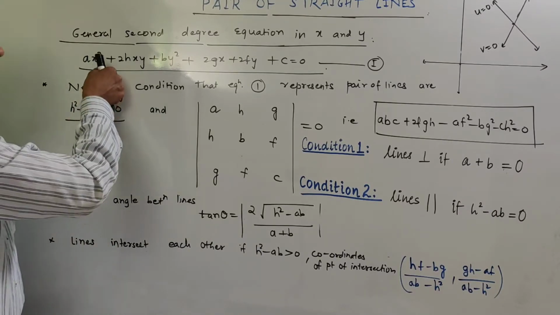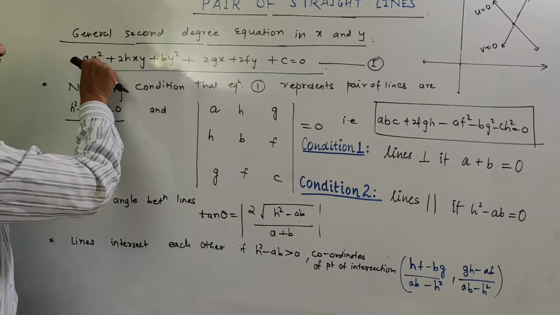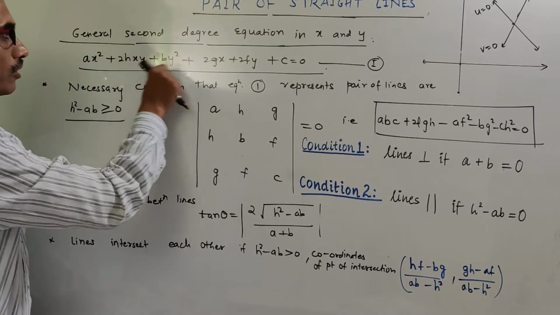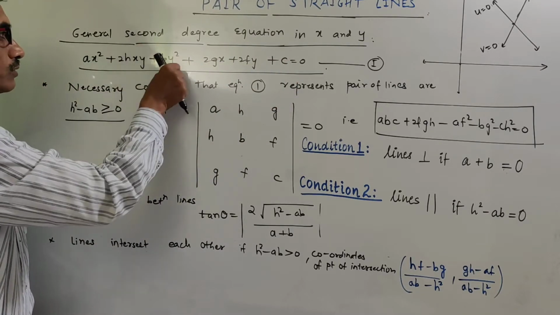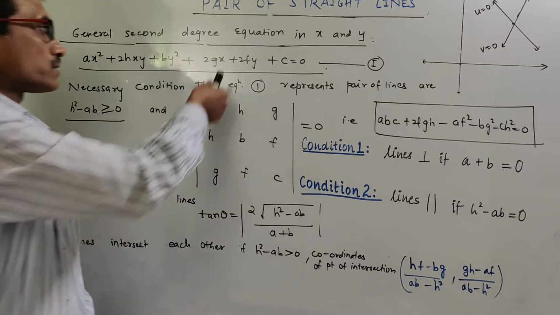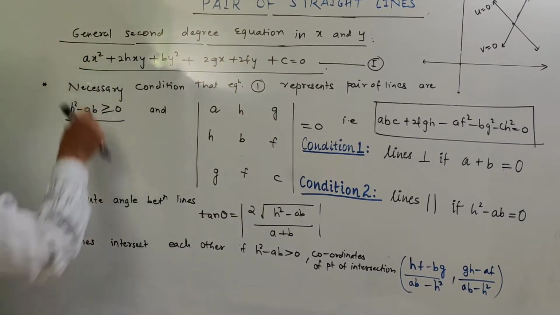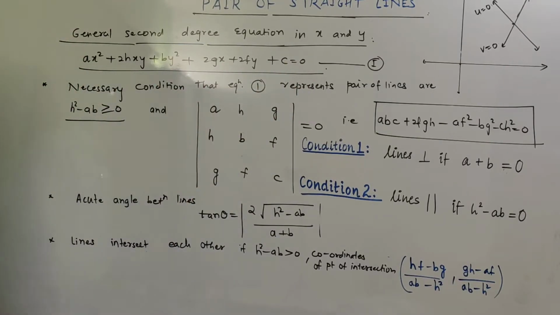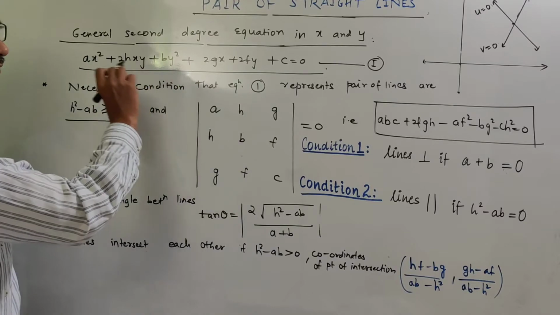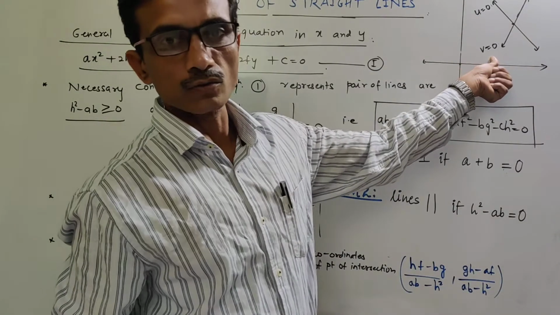लेकिन this is what general second degree equation. So in homogeneous equation degree of each term is same, but here degree of each term is not same. यहाँ पे degree is 2, here degree is 2, whereas here degree is 1 and here degree is 0. Okay, so this is what general second degree equation in x and y. So what is this general second degree equation? It is the joint equation of pair of lines not passing through the origin.